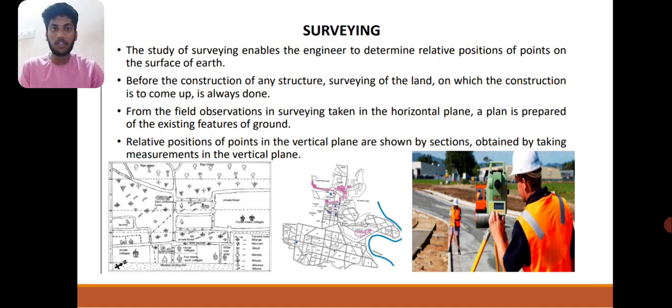The study of surveying enables the engineer to determine relative positions of points on the surface of Earth. Before the construction of any structure, surveying of the land on which the construction is to come up is always done. From the field observation, surveying is taken in the horizontal plane. A plan is prepared of the existing features of the ground. Relative positions of points in the vertical plane are shown by sections obtained by taking measurements in the vertical plane.